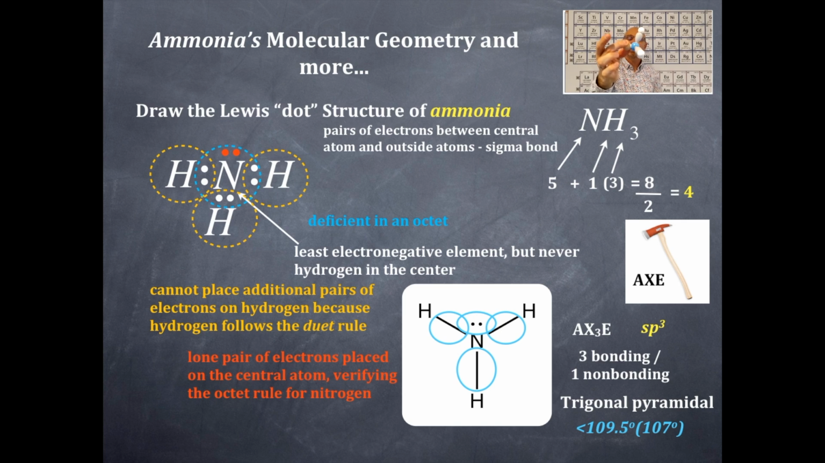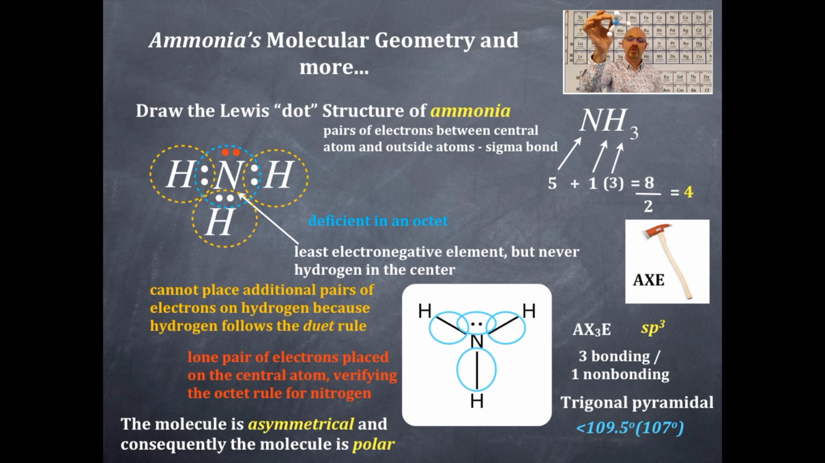Are you going to ask yourself, does this have polar bonds? Absolutely. The nitrogen is certainly more electronegative than the hydrogen. Therefore, the arrows are going from the hydrogens toward the nitrogen, and then there's an arrow going away from this lone pair of electrons here. So this has polar bonds, and it is asymmetrical. Therefore, this molecule is polar. Ammonia is polar.